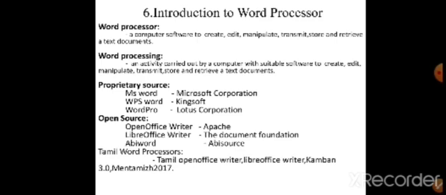Some open source word processing software are Openoffice Writer, developed by Apache, LibreOffice Writer, developed by the Document Foundation, and AbiWord, developed by Abisource. Some Tamil word processors are Tamil Openoffice Writer, Tamil LibreOffice Writer, Kamban 3.0 and Main Tamil 2017. These are the Tamil word processors.